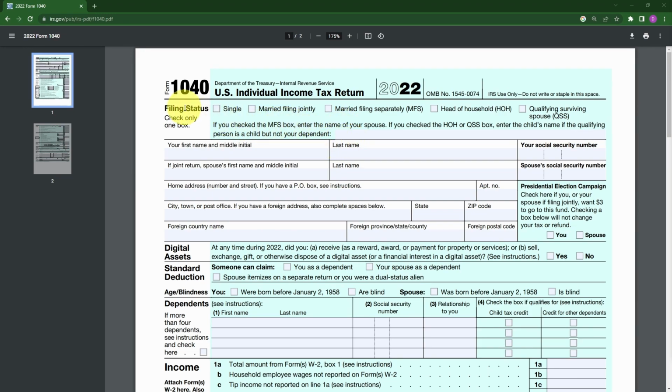First thing you want to see is your filing status. You could be married filing joint, married filing separate, single, head of household, or qualifying surviving spouse. This is important because it can affect what credits are accessible to you and the size of your refund.